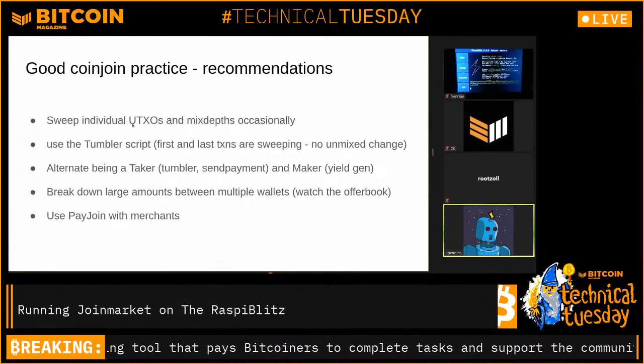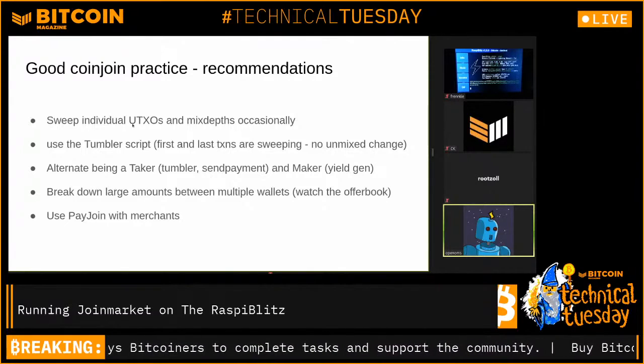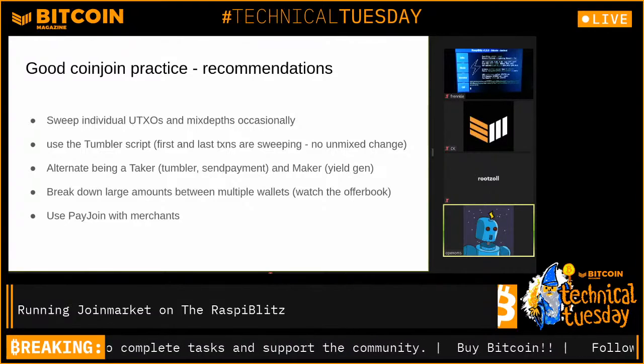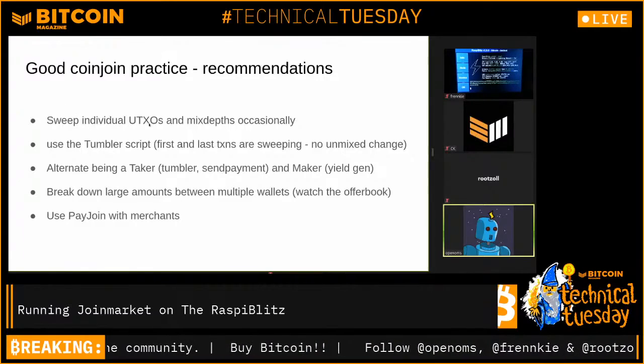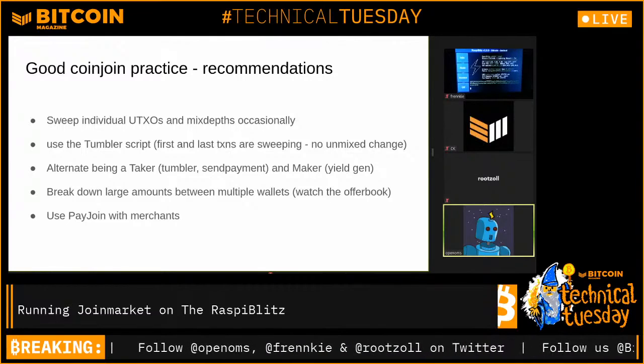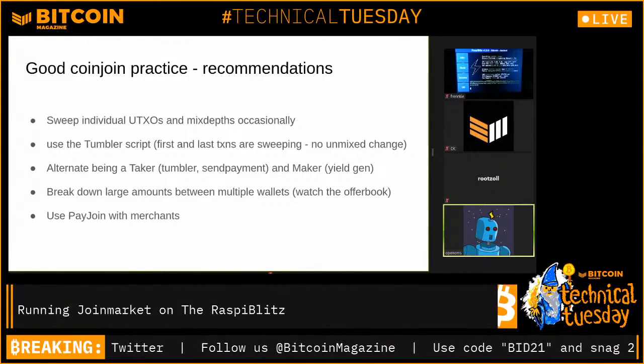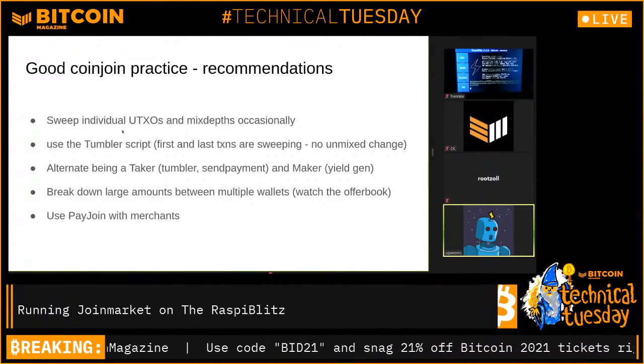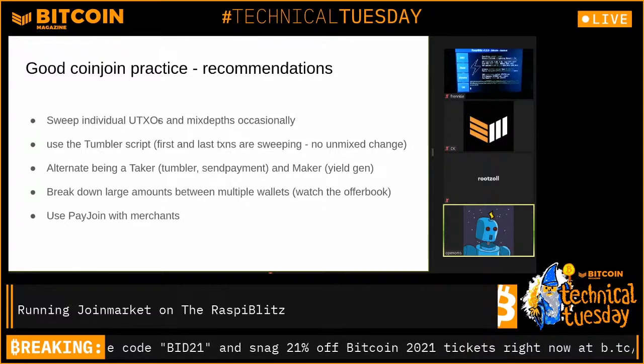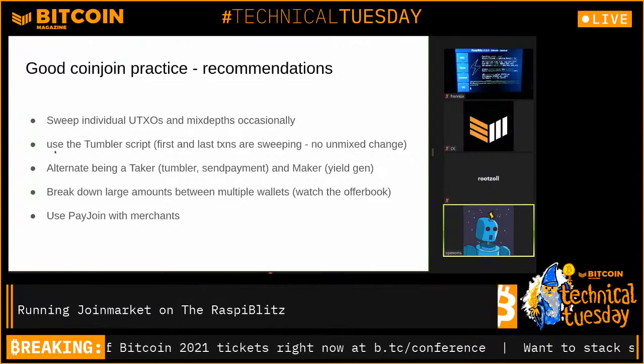And sweeping means to spend it without creating change, right? So you can do a CoinJoin without any change and basically break the links from the history of that UTXO with a quite good method, a sweeping transaction.